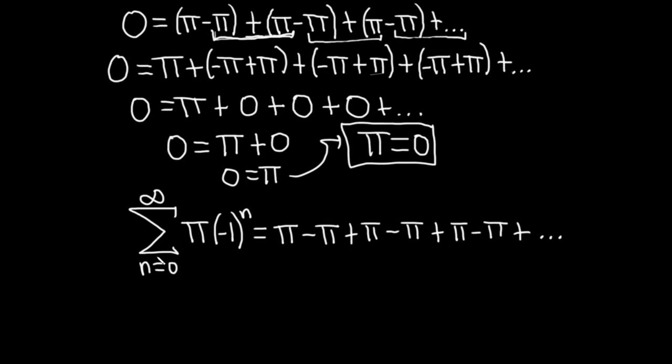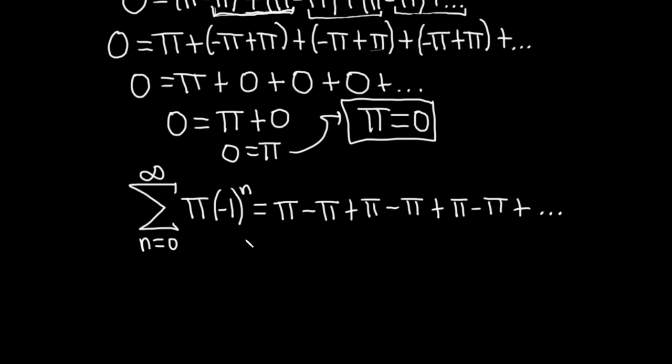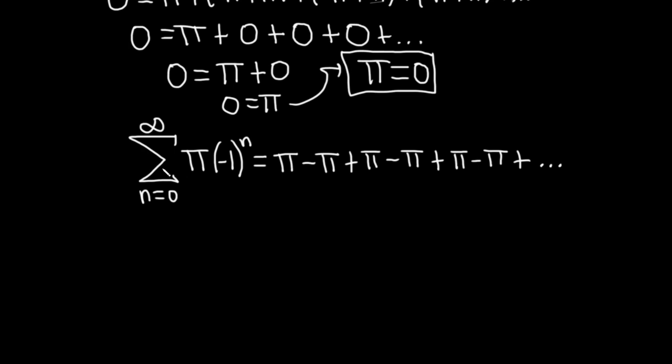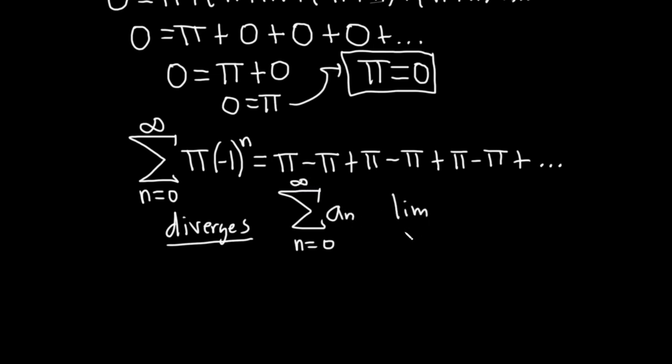But in mathematics, we don't really assign a value to this series. We say this series diverges. In other words, it doesn't make sense. And the reason it diverges, if you know some calculus, is by something called the nth term test. The nth term test says if you have an infinite series from 0 to infinity of a sub n, and you take the limit as n approaches infinity of a sub n, and this limit does not exist, then we say that the series diverges.